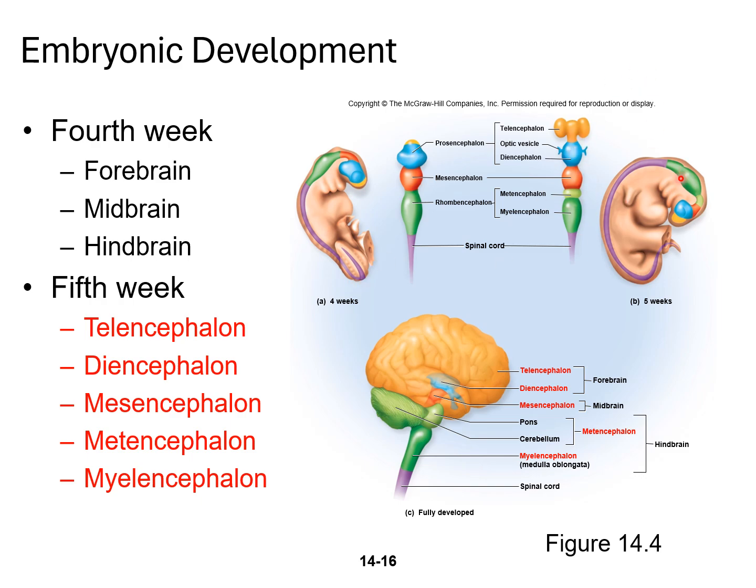At 5 weeks, it's more differentiated. And by the 5th week, you have 5 structures. The telencephalon becomes the cerebral hemispheres. The diencephalon becomes over here. We'll talk about that with the thalamus later. The mesencephalon just stays the mesencephalon. And then the myelencephalon becomes the pons and medulla oblongata.